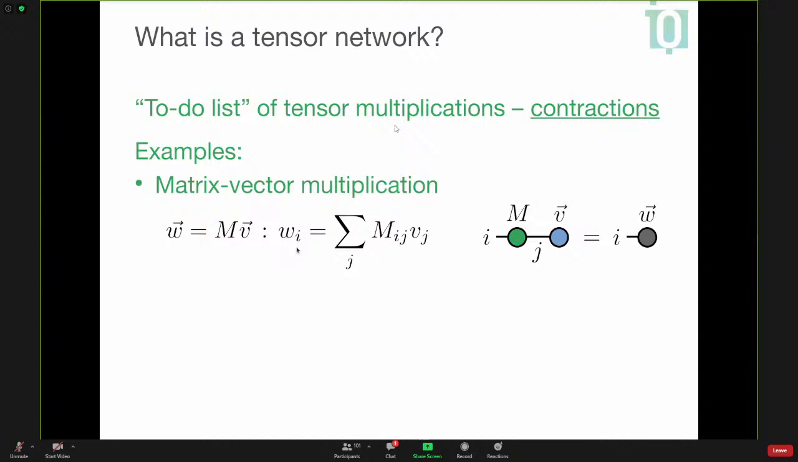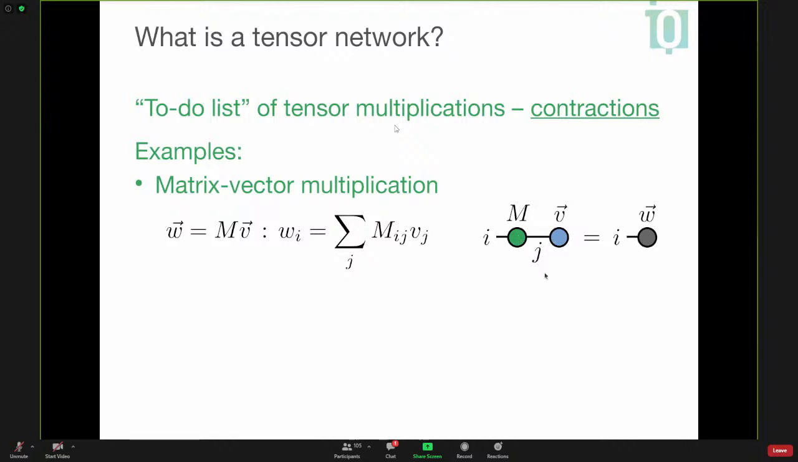Now, if I write this explicitly with indices, I have each component of W written like this: sum over J, Mij, Vj. And graphically, this is represented as shown here on the right. So I have the vector here that is shown as this dot with a single leg sticking out, and the matrix, which has these 2 legs, I and j. And these two dots share a leg. So they share a common index.